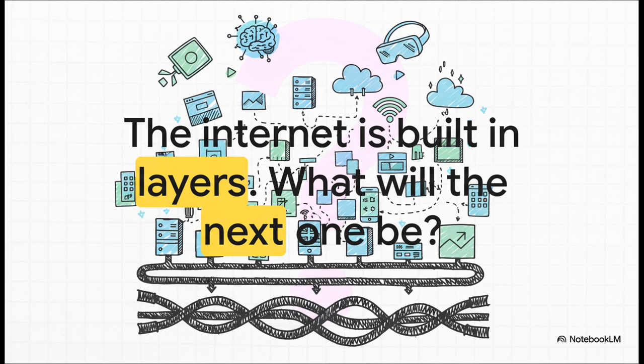So that simple university handout ended up being a blueprint for an entire world, all built on a foundation of layers. From the physical wires all the way up to the apps on your phone, each layer has its own job. It really makes you wonder, as we move forward with AI, with virtual reality, with technology we can't even imagine yet, what's the next layer going to be?